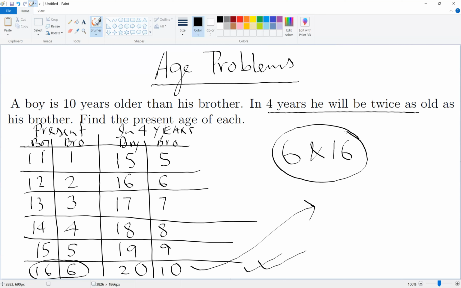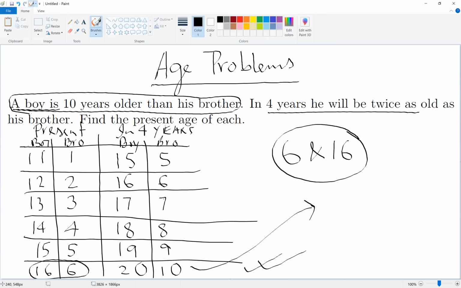Surya, do you understand this method? Yes. Thami, yes, I understand. And Zayan, I understand. All right. And again, I started with 1 and 10 because it's a boy's 10 years older.